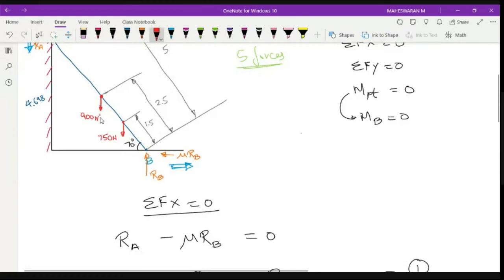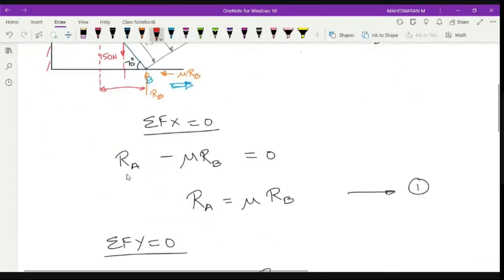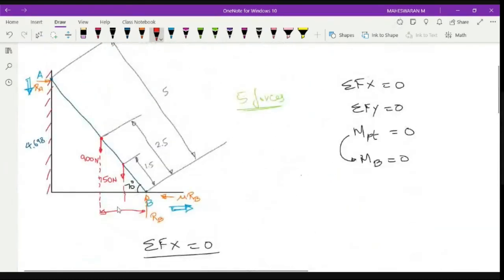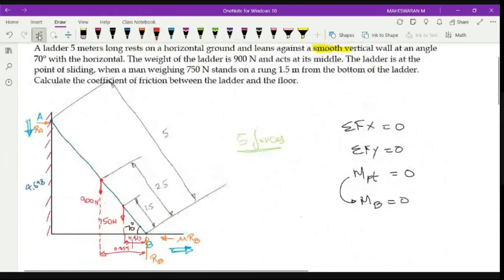So if I mark it here, I'll put a dotted line here, and this is also a dotted line. So this distance is 0.855, and this distance is 0.513, right? So this is my overall values. So I got all the values now.